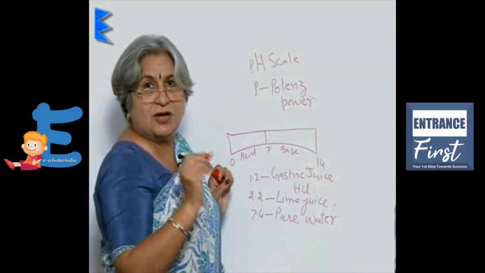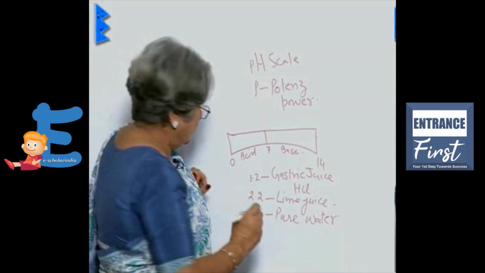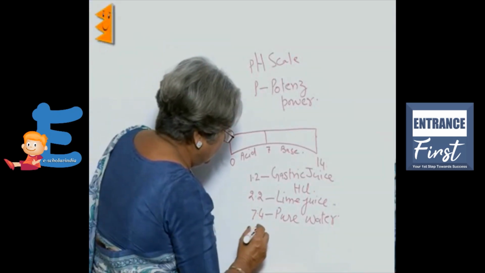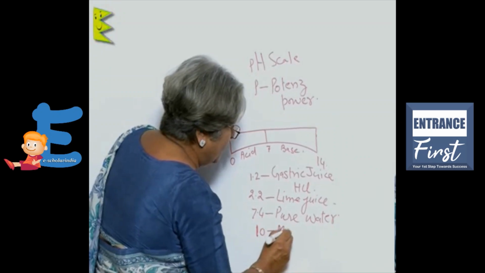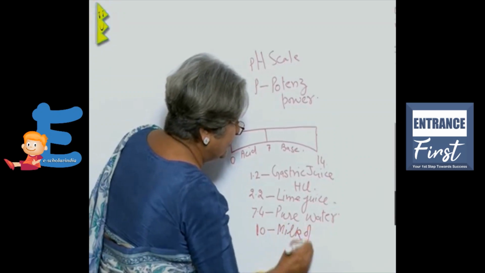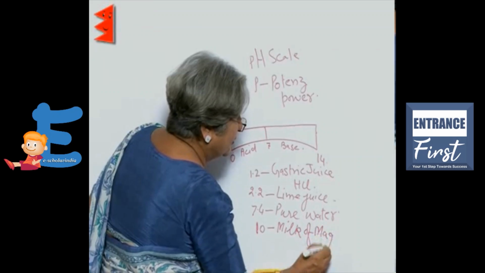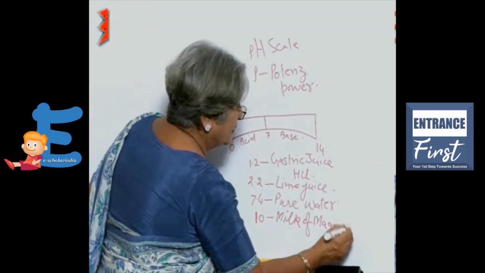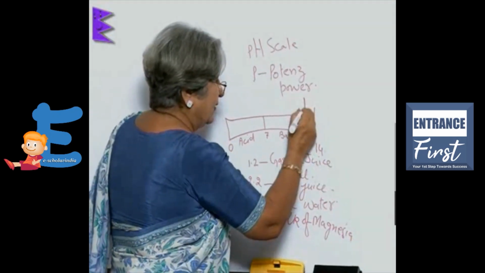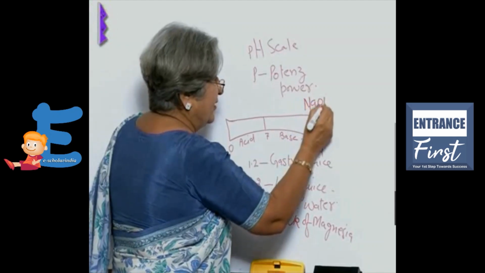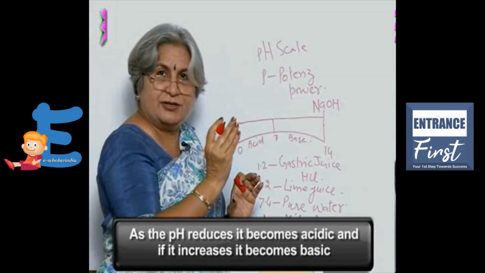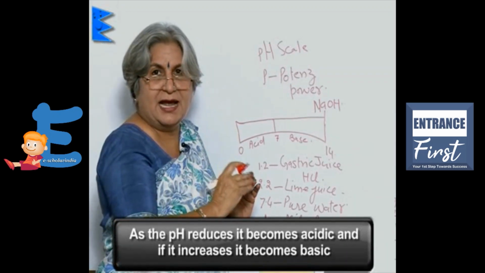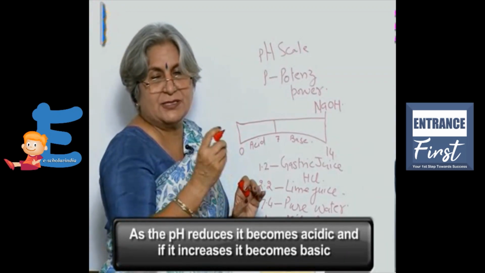So pure water is not absolutely neutral. At 10 we have milk of magnesia. And at 14 we have sodium hydroxide. So as the pH reduces, it becomes acidic. As it increases, it becomes basic.